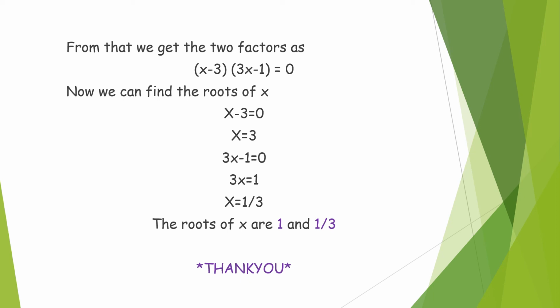Now from these two factors we are going to find the roots of x. So we take the first factor, x minus 3, and write it as x minus 3 is equal to 0. From that we find the root of x, that is x is equal to 3. Now the second factor is taken, that is 3x minus 1 is equal to 0. From that 3x is equal to 1, x is equal to 1 by 3. So here we obtain two roots for x, that is x is equal to 3 and 1 by 3.